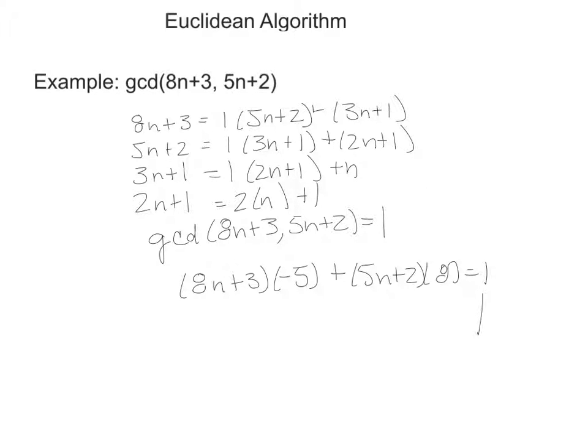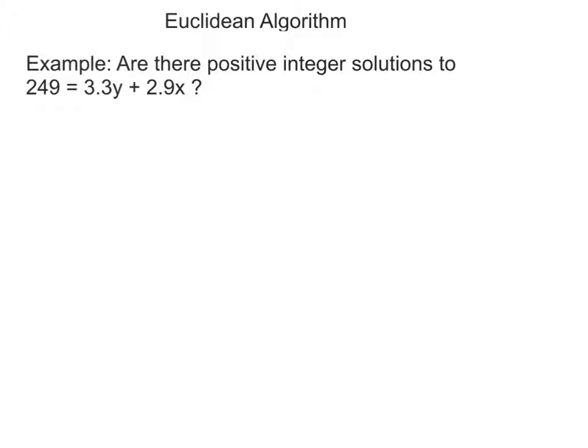And also 1 then is a linear combination, and it's the smallest positive integer that can be written as a linear combination of these two numbers. So our next example is the problem: are there positive integer solutions to the equation 249 equals 3.3y plus 2.9x? The interesting thing about this equation is it's one equation and two unknowns. So as it is, we can't do this because we don't solve two unknowns with one equation. However, if we can convert this to an equation with integers, we can work this.